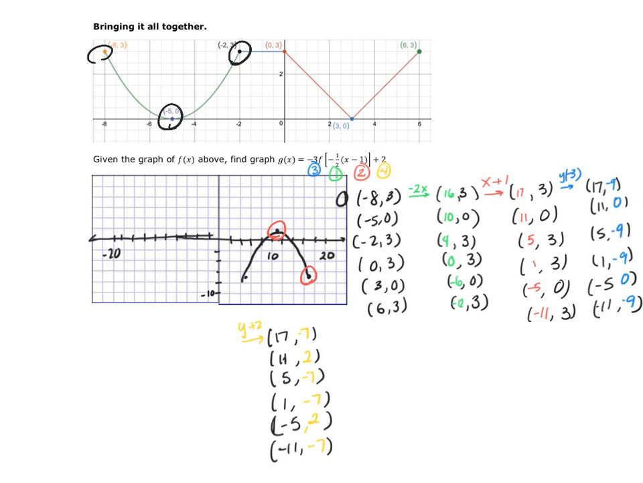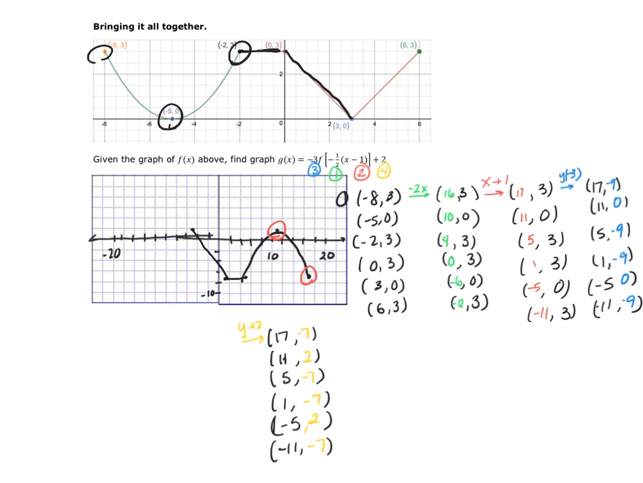Now I'm going to do the next part. My next point is going to go to 1, negative 7. So that's about right there, and I've just drawn that part. And then my next point is negative 5, 2. And that is that line. And then my last point is negative 11, negative 7.